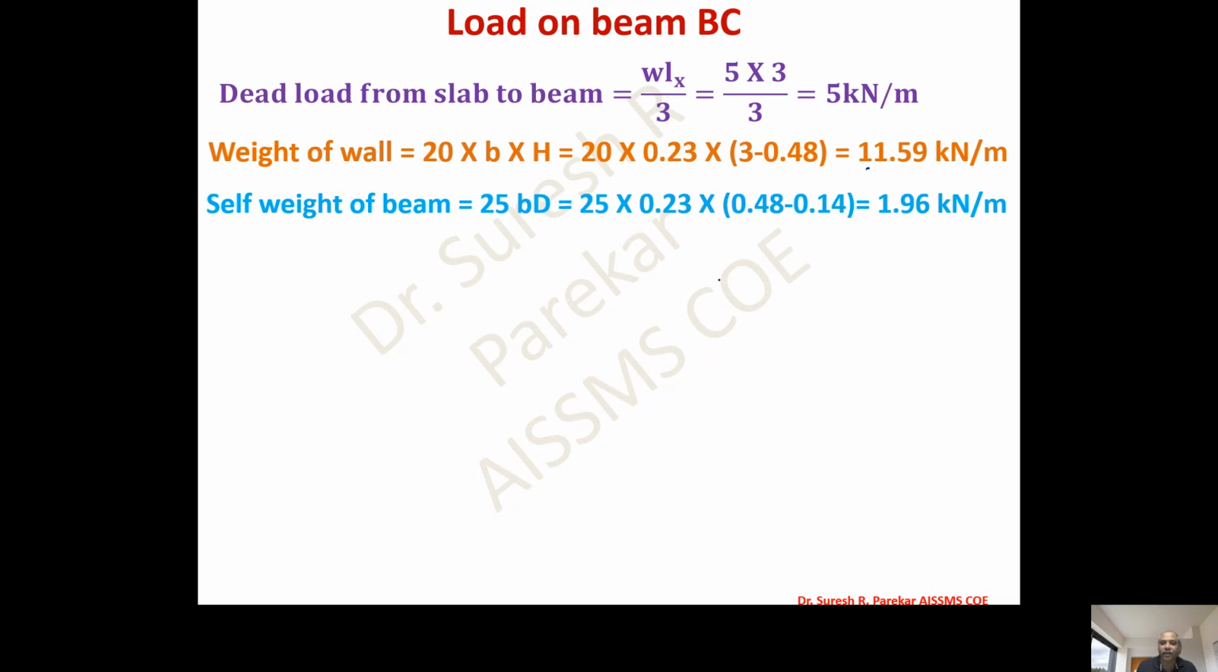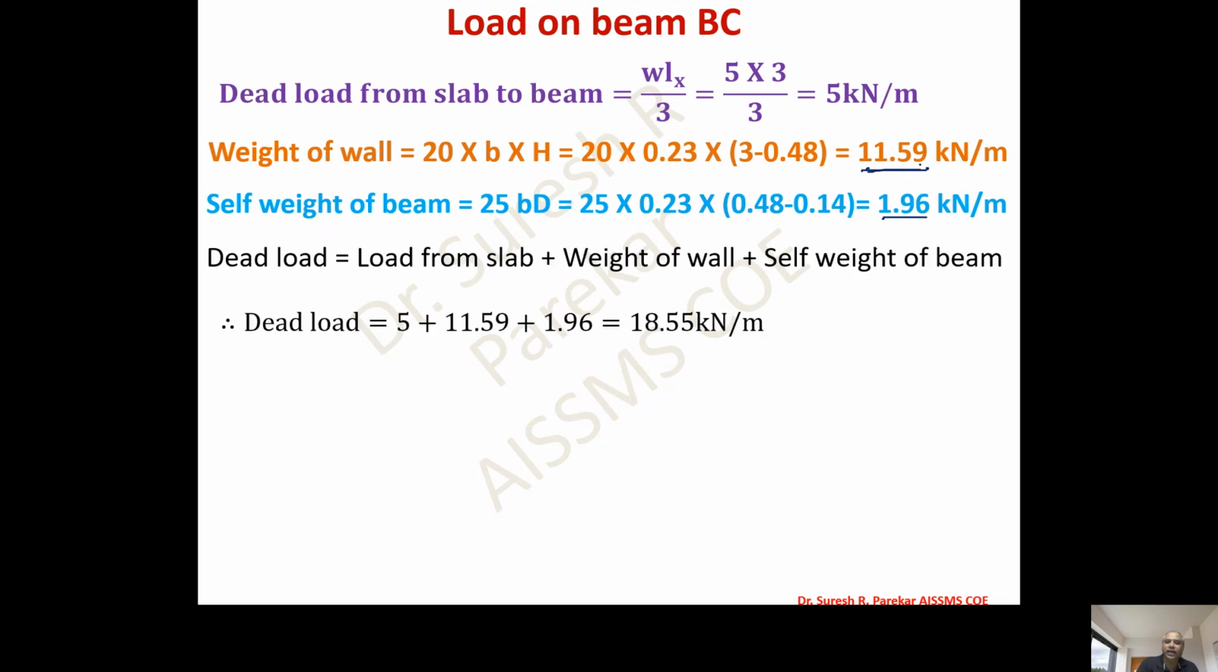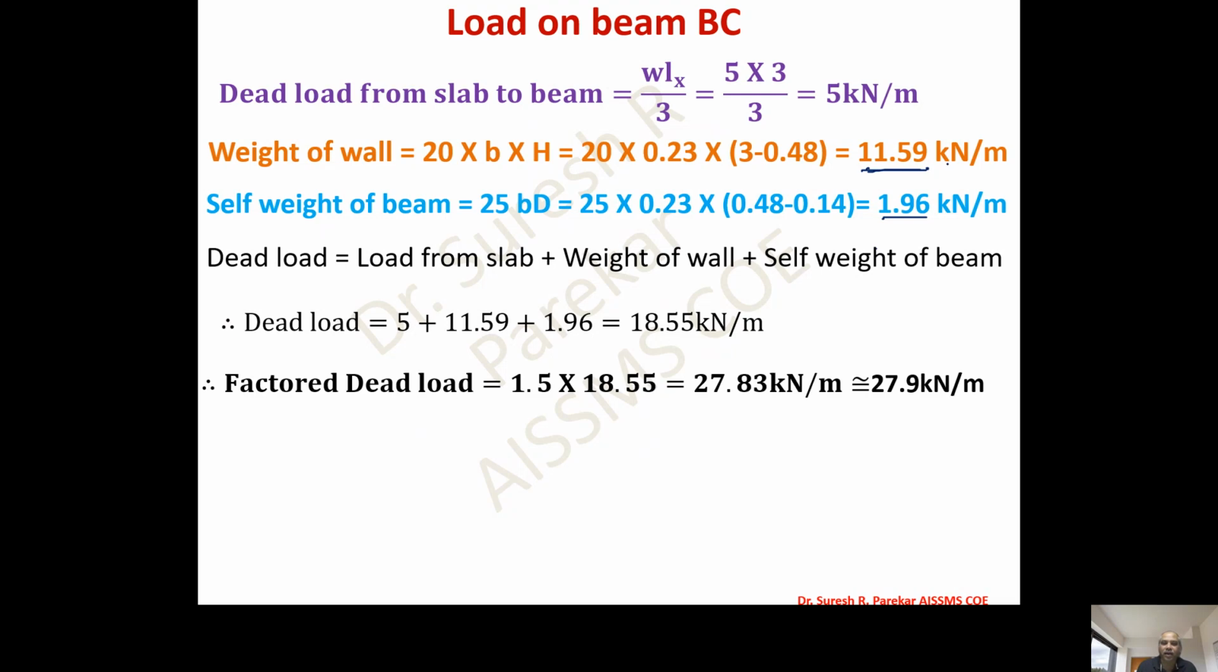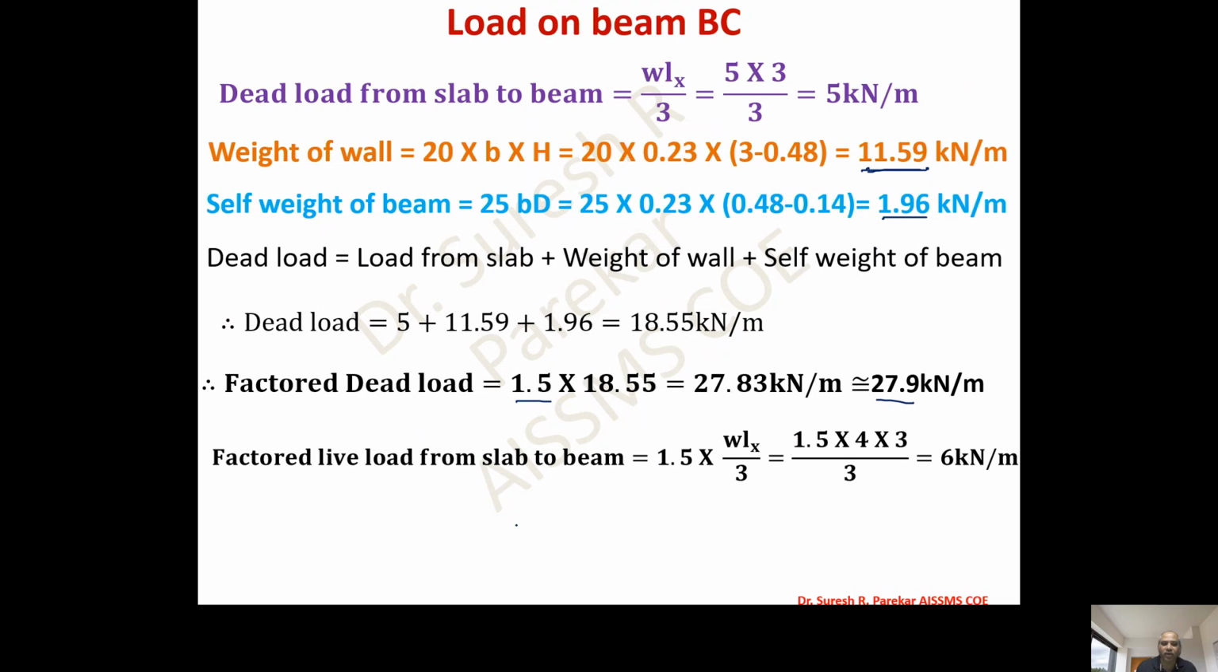Then we have self weight of beam. In the same way, we have same value 1.96. This value also we have same 11.59. And then we will add all these. Gives me 18.55 kilonewton per meter. Multiply it by 1.5. We will get it as 27.9 kilonewton per meter. So we have on AB, we will have factored live load. So W 1.5, this is for making it factored. W is 4, Lx we have 3, upon 3 we will get it as 6 kilonewton per meter.